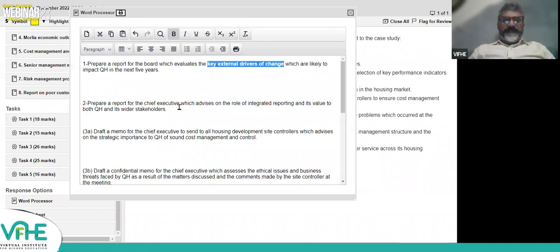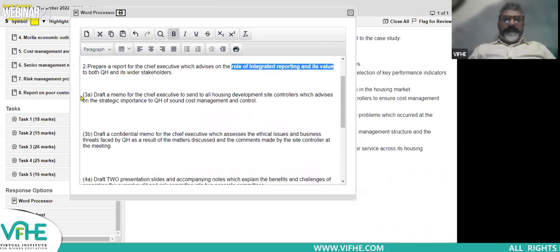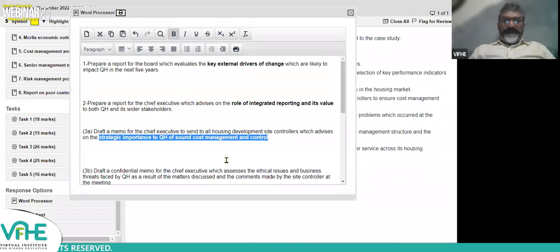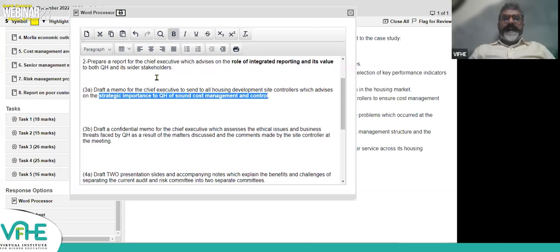Prepare a report for the chief executive which advises on the role of integrated reporting and its value. And its value, I can bold the keyword. Draft a memo for the chief executive which advises on the strategic importance of sound cost management and control. You see, so then everything is in front of my eyes.